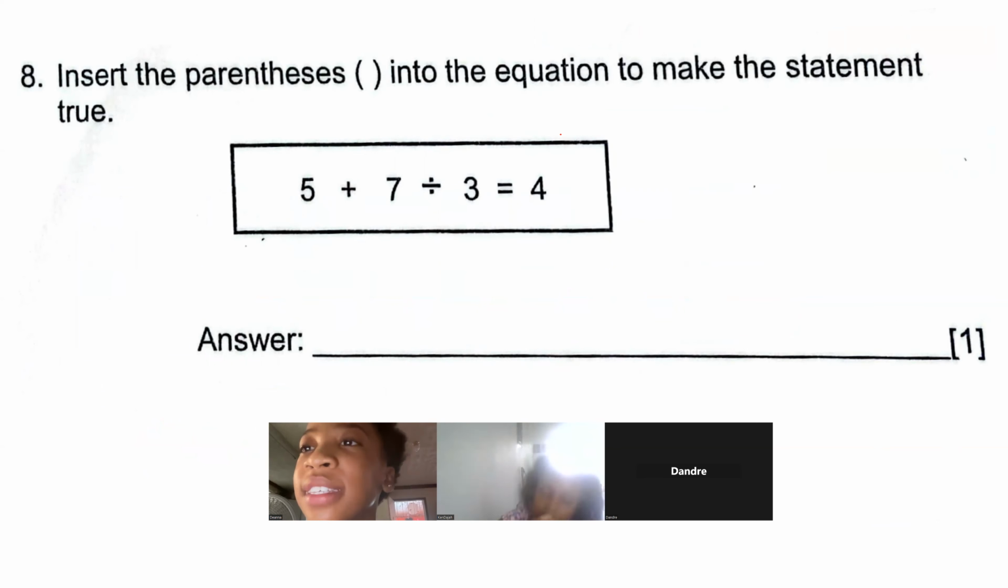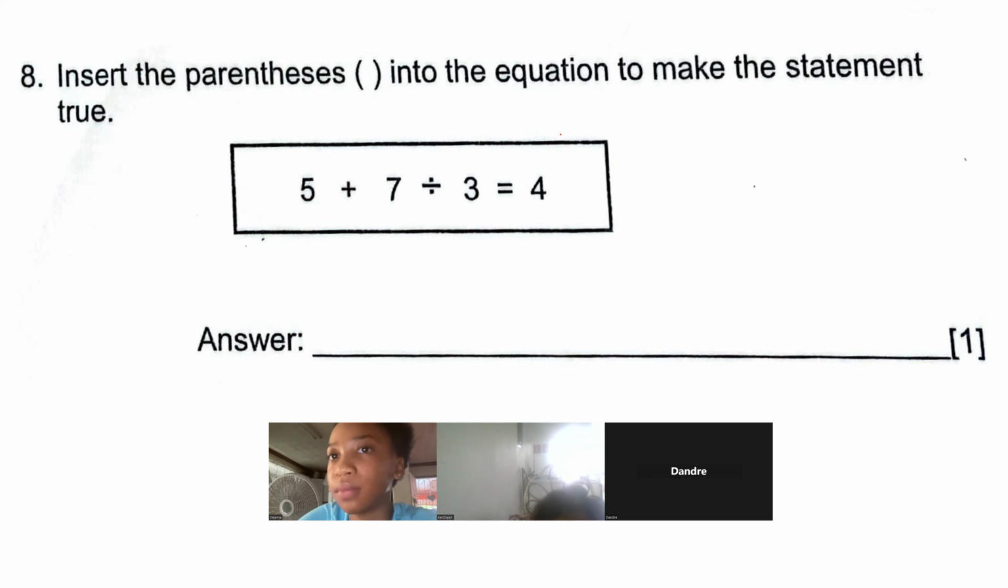Insert the parentheses into the equation to make the statement true. 5 plus 7 divided by 3 equals 4. We have to insert the parentheses to make the statement true, so we have to figure out where to put the parentheses.